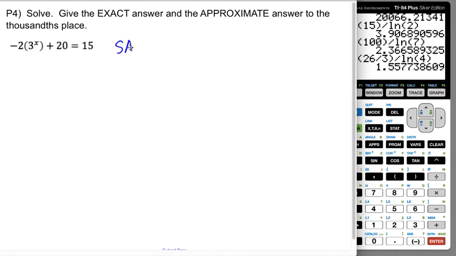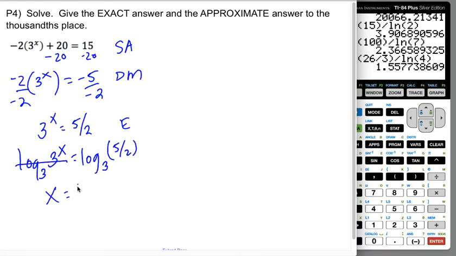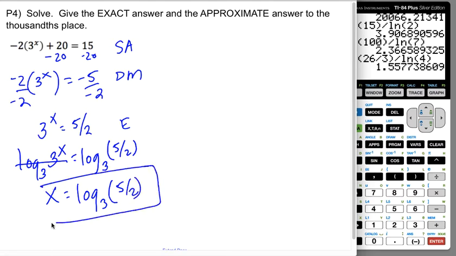So I'm going to start with subtraction and addition, right? So sure enough, I can subtract this 20. So I get negative 2 times 3 to the x equals negative 5. Then I do my division and multiplication. I divide everybody by the negative 2, right? So 3 to the x equals 5 halves. Then I'm going to deal with that exponent. I'm going to take the log base 3 of both sides. Log base 3 of 3 cancels, and I get that my exact answer is the log base 3 of 5 halves, right? So that is my exact answer.